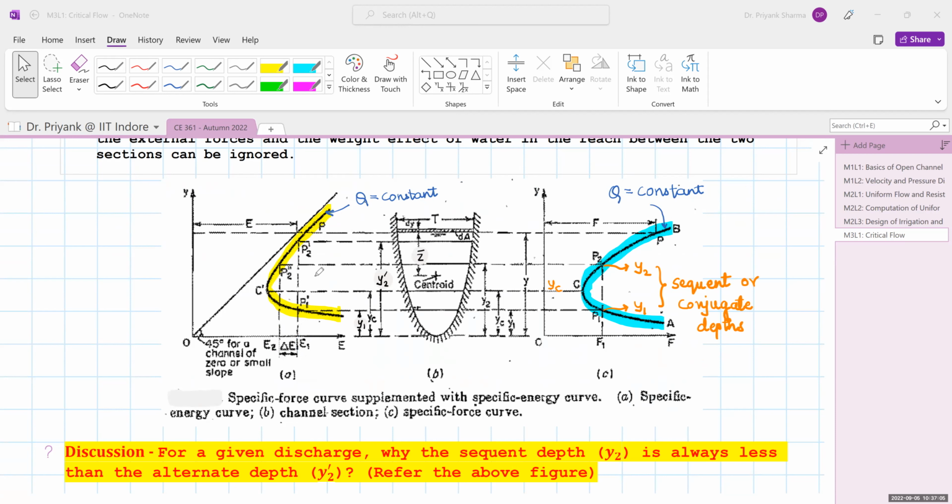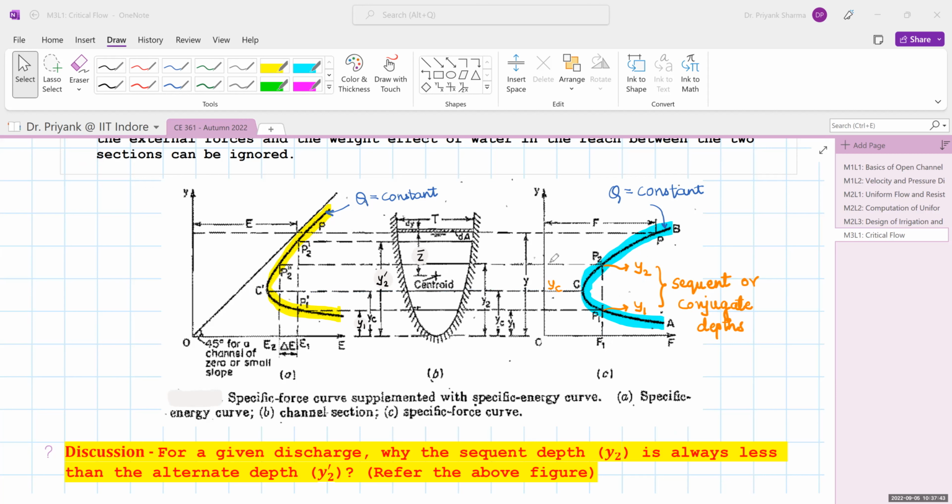Now again, for a given specific force, there are two possible depths, y1 and y2, and these depths are called sequent or conjugate depths. Sequent and conjugate depths imply depths having the same specific force. Now mind you, the discharge is constant in both cases. This is the point of critical depth, that is C, that corresponds to the critical point C dash in a specific energy curve. So the depth is yc.